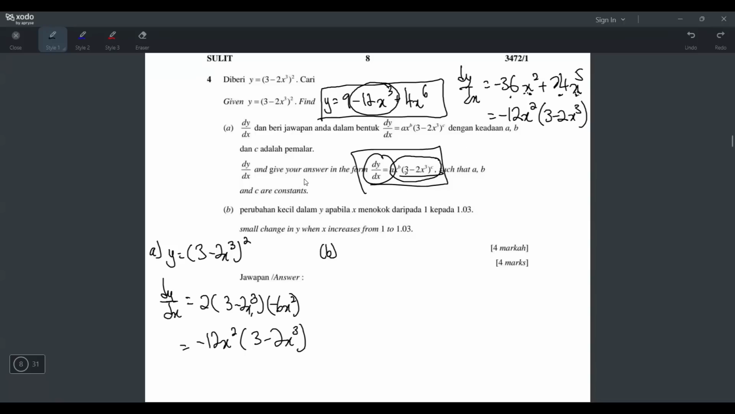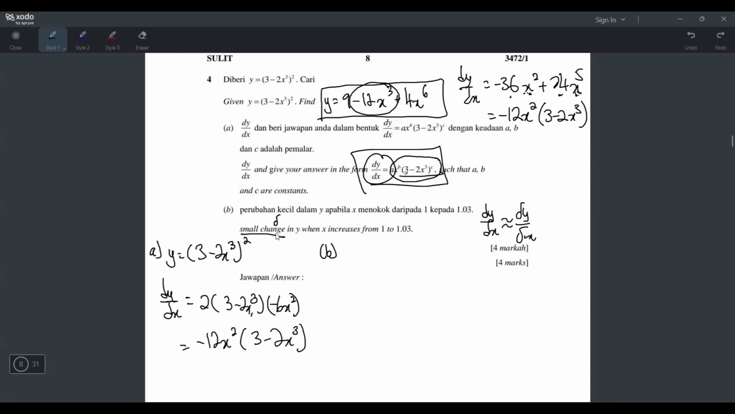Okay, now I want to talk about B. B says find small change. So automatically it is a small change question, and the symbol we use is delta. And the formula in small change is dy/dx is almost equal to delta y over delta x. This is the formula we use when we are doing small change questions.